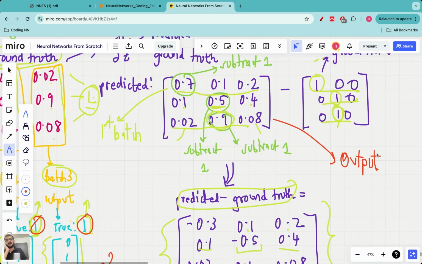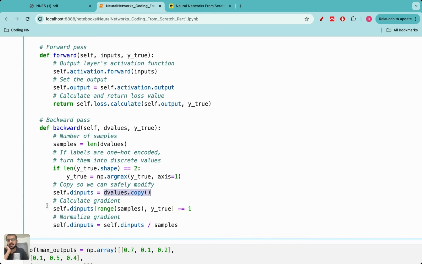Okay, and then what I'm going to do is subtract 1 from appropriate indices. So let's say if this is the output, then we are going to do this operation. So let's look at these indexes. For example, the first index here is the range of samples. So if the number of samples is equal to 3, which is calculated here, the range will go from 0, 1, and 2. And the second is equal to y true.